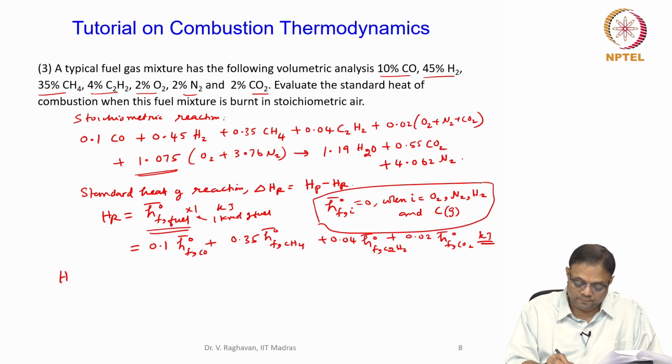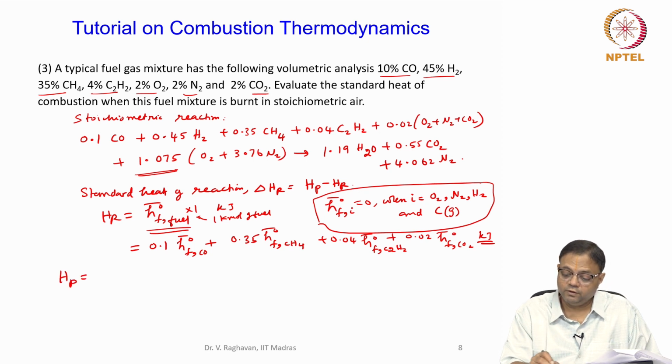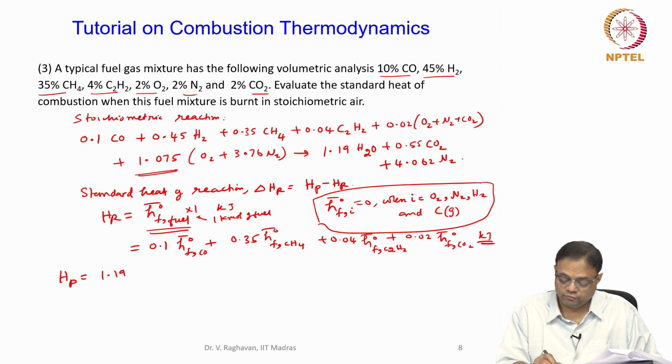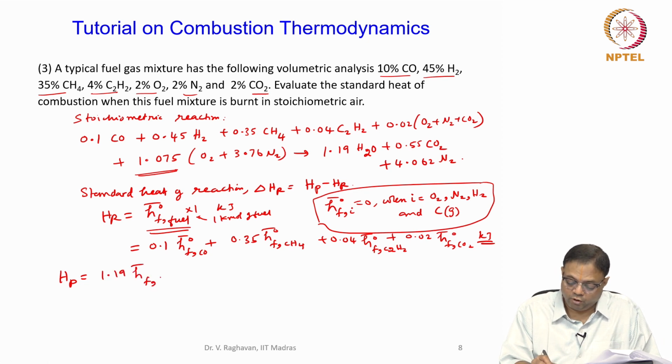So now HP is what? The products are only these three. So 1.19 times enthalpy of formation of H2O plus 0.55 times enthalpy of formation of CO2.